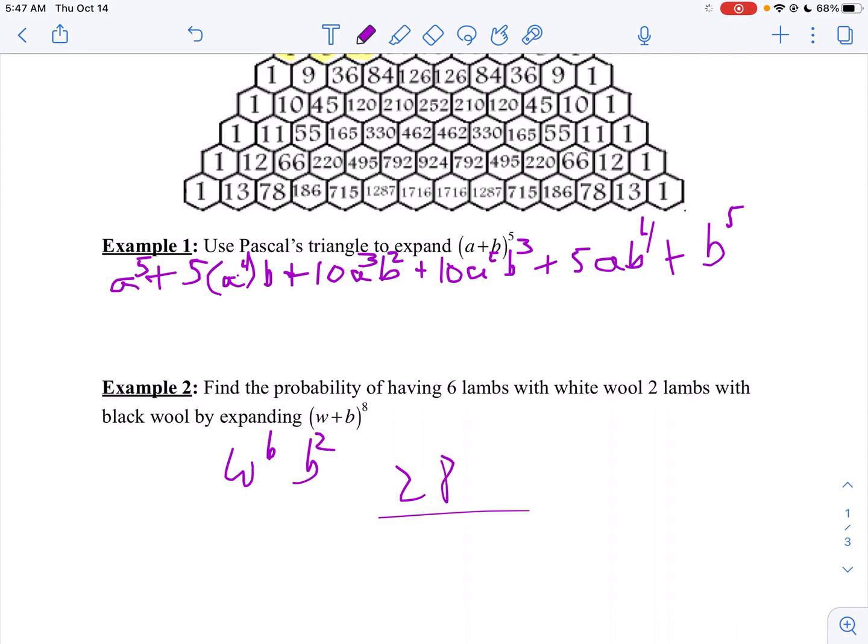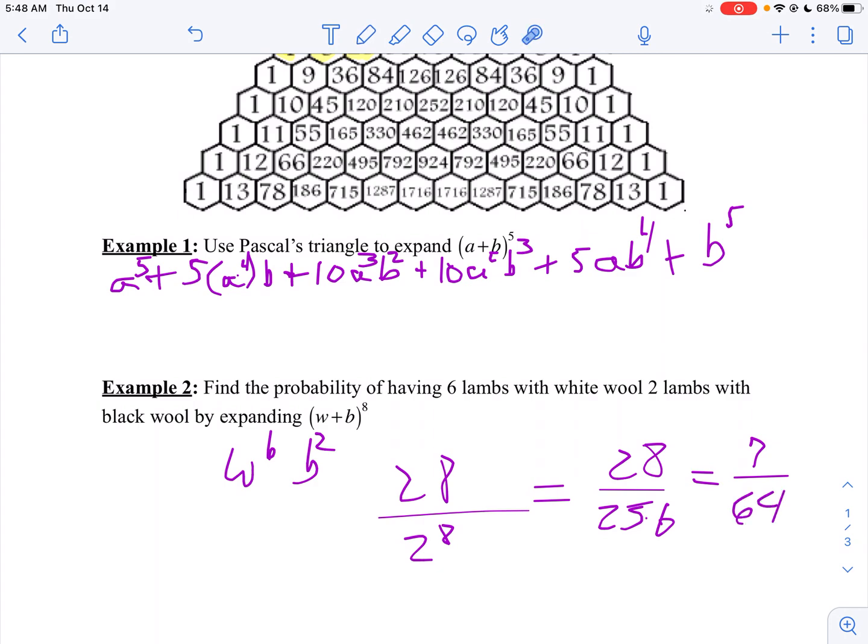Now out of what? Well, I have 8 lambs being picked, and each can be black or white, so I'm going to have 2 to the 8th power. So I get 28 over 2 to the 8th. Use your calculator there. 2 to the 8th, I think that's 256. And then let's reduce that. Let me see, what goes into both 28 and 256? I think 4 does. So if I take 28 divided by 4, I get 7. 256 divided by 4 is 64.